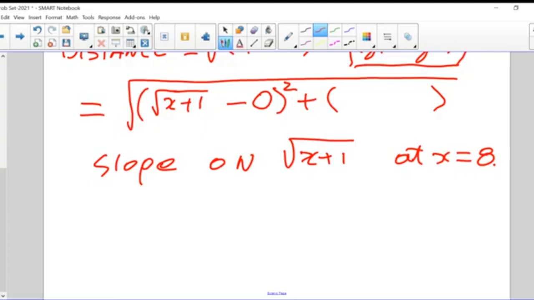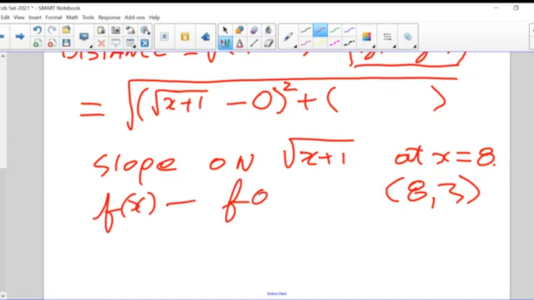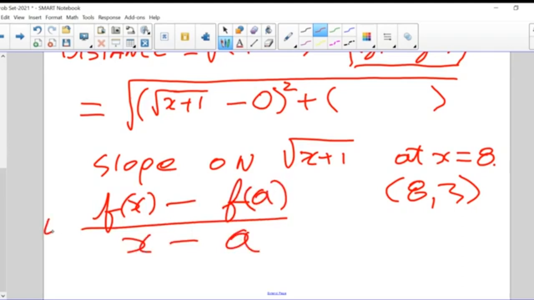Well, first of all, when x is equal to 8, we have a point 8, 3. Can we agree on that? If I put 8 into that, 8 plus 1, which is 9, square root of 9 is 3. Would you isolate x from this? Would you first of all agree that we can now use the f of x minus the f of a over x minus a? Then, of course, we're going to find the limit as x approaches a. That part is the second part. But what are we going to put for f of x?